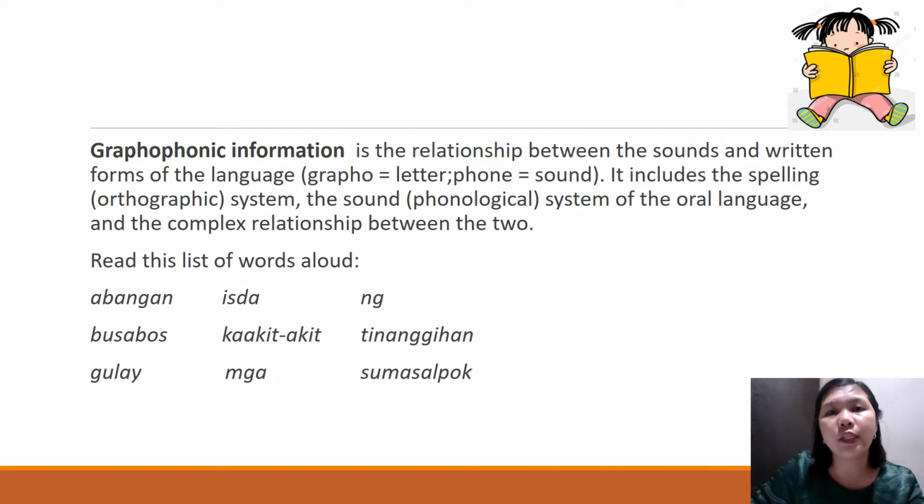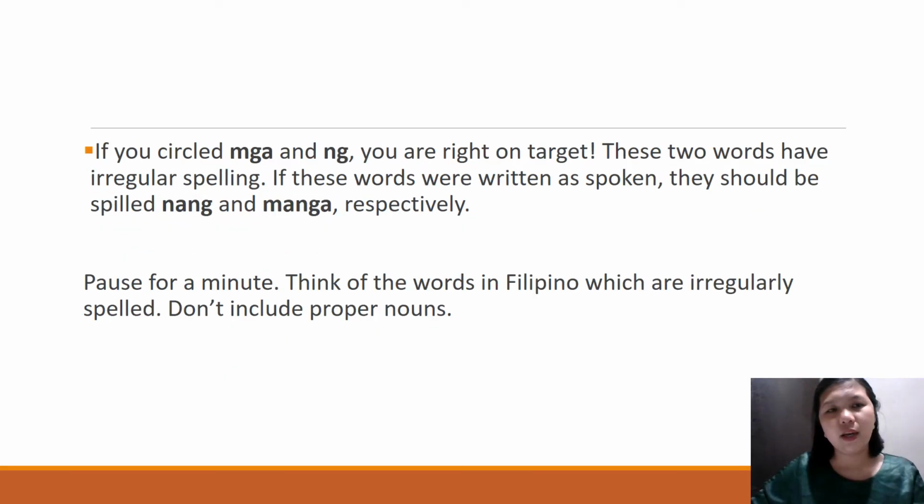Read this list of words: abangan, busabos, gulay, isda, kaakit-akit, mga, nang, tinanggihan, sumasalpok. There are two words in the list that are not written exactly as they are spoken. Do you know what they are? If you circled mga and nang, you are right on target. These two words have irregular spelling. If these words were written as spoken, they should be spelled nang and manga, respectively.